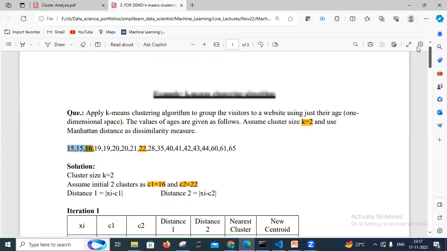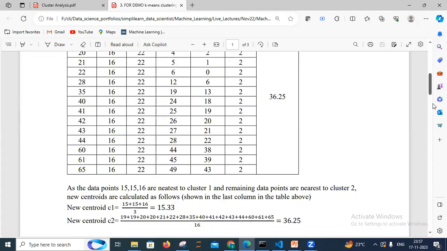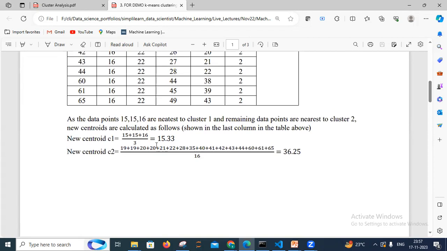So this is one example of the k-means clustering algorithm. We have to identify that centroid, and you can see that centroid I have calculated in this way. So here 15 plus, we add the data points. There are 3 data points, 15 plus 15 plus 16, and nearest to cluster 1, and the remaining data points are nearest to cluster 2. So nearest is cluster 1 and the remaining will be cluster 2.